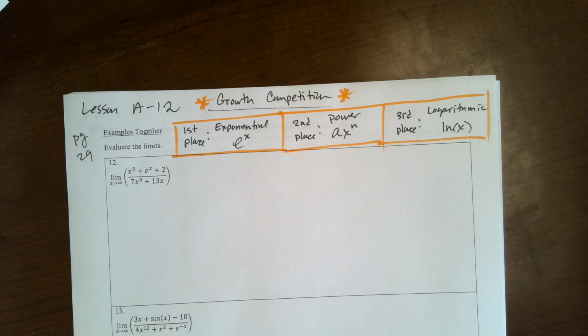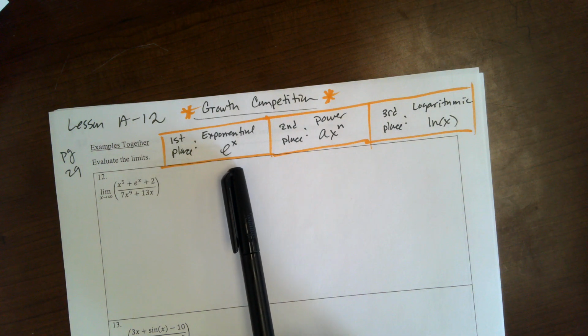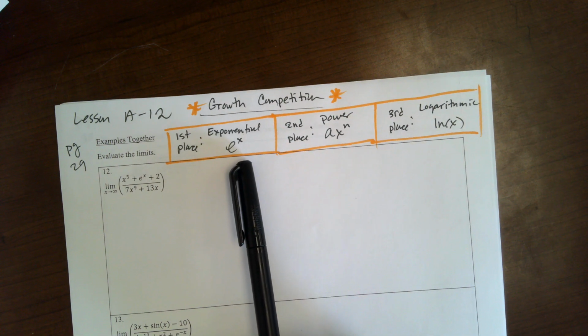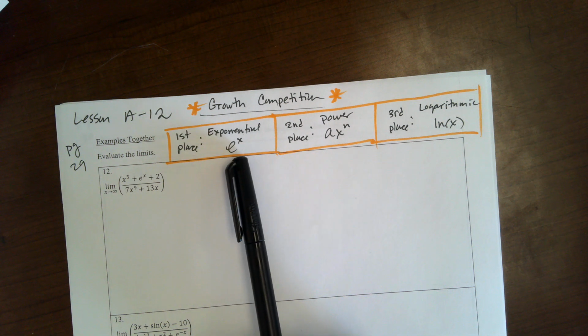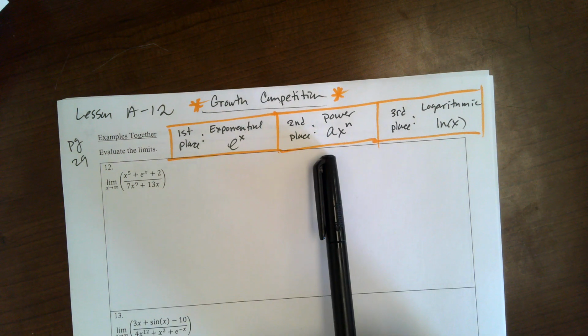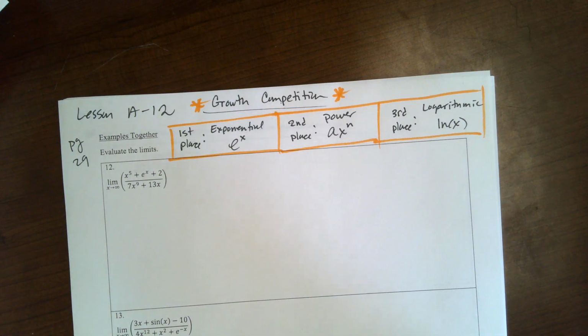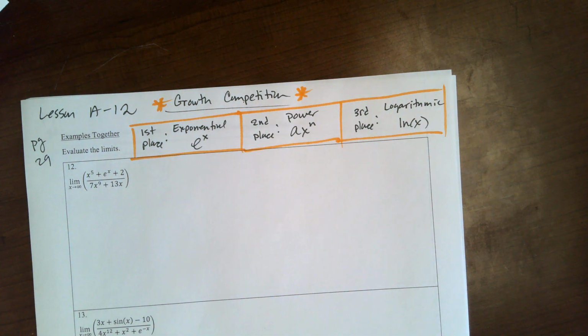So if x is approaching infinity, then what's going to come in first place is exponential functions, like e to the x. Although they could have any base, like 2 to the x, 5 to the x, but exponential functions will win first place. Second place will be power functions. So that's like your typical polynomial terms, like x squared would be a power function, x to the fifth, 9x to the seventh. Those are power functions. Those would come in second place. Third place would be logarithmic functions like natural log of x or really log of any base.